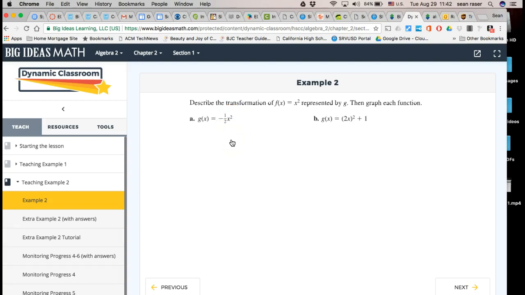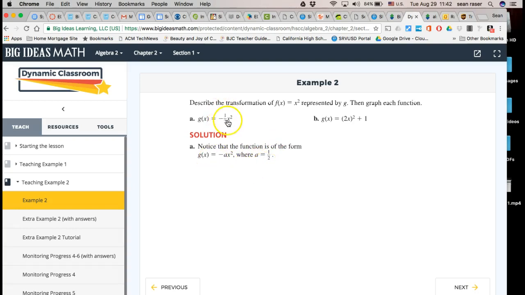So the first thing that you want to do is figure out exactly what changes have been made. So we want to look at what form it's written in. So here we can see that this matches the form negative a x squared, right? Where a is a constant. In this case, a is 1/2. So remember, the negative is always going to relate to a reflection, and the a value is always going to be our shrink or stretch.